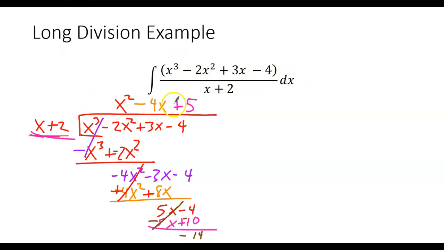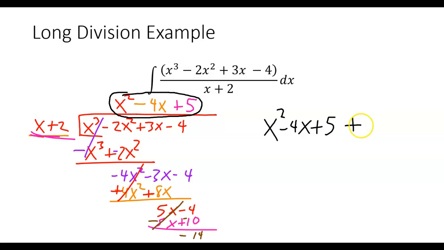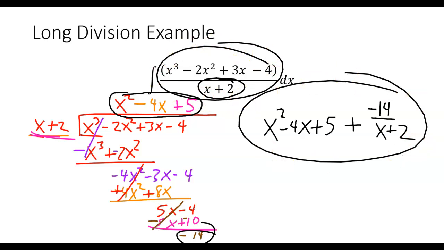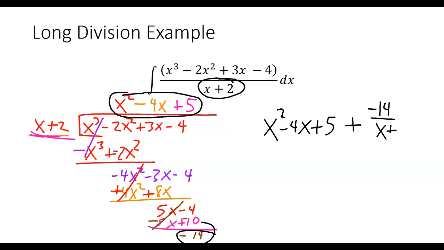By dividing the top by the bottom, I got this as an answer. And then I also have this as a remainder. And what do you do with your remainder? You put it over the thing that you divided by. So now this expression is the same thing as this expression. It's just been rewritten after having been divided. So instead of integrating this, I'm going to integrate this instead. And that's going to be a lot easier, okay?